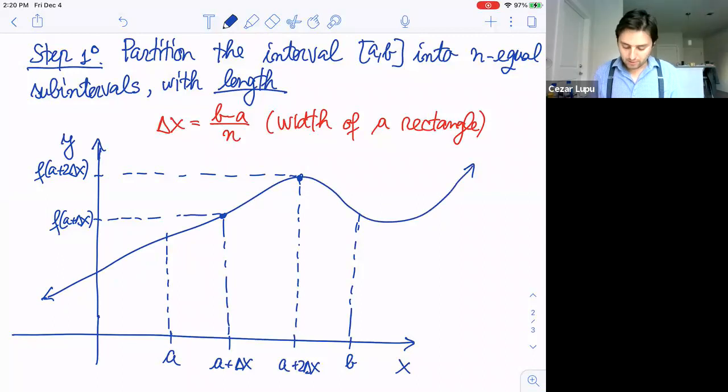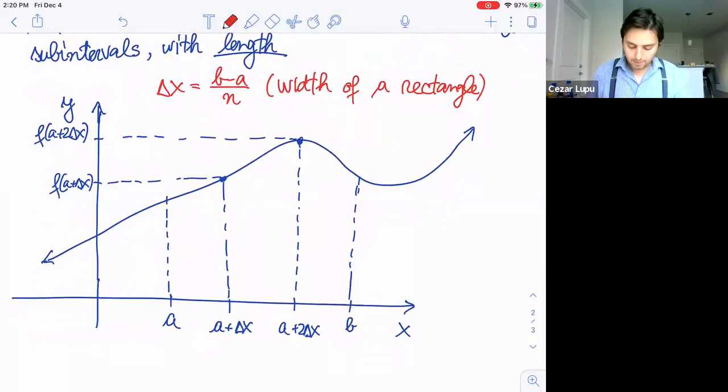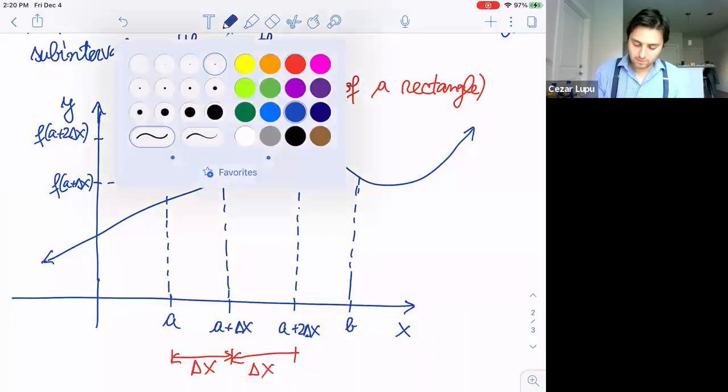All right, so you see the difference from a to a plus delta x, from here to here, is nothing else than just delta x. And the same goes from here to here. It's again a delta x. If you want to measure the distance from a to a plus 2 delta x, it will obviously be 2 delta x. And now you're going to try to write this as areas of rectangles.